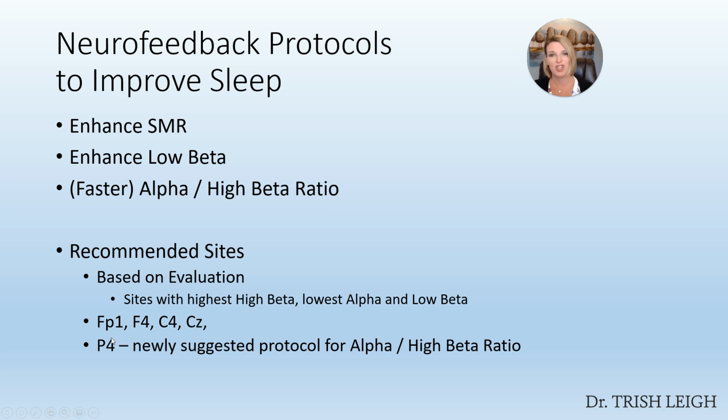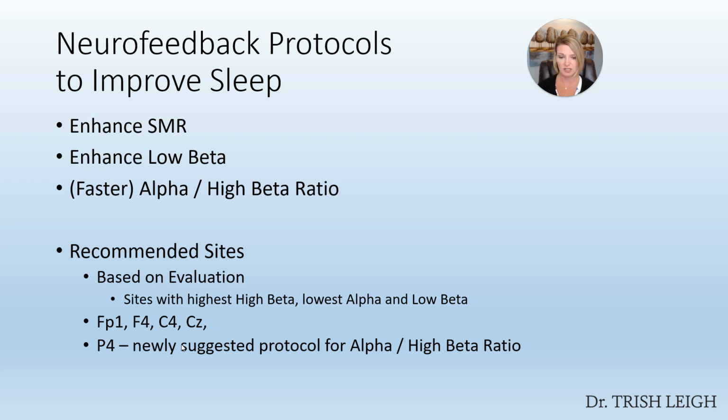But sites that have been shown through science to really be effective for improving sleep are mostly here in the front left area of the brain, the frontal lobe here. So FP1, the prefrontal cortex on the left side, F4, C4, and then sometimes if the whole brain is using much too much high beta and not enough alpha, just going with an SMR up at CZ can be very powerful for a person.